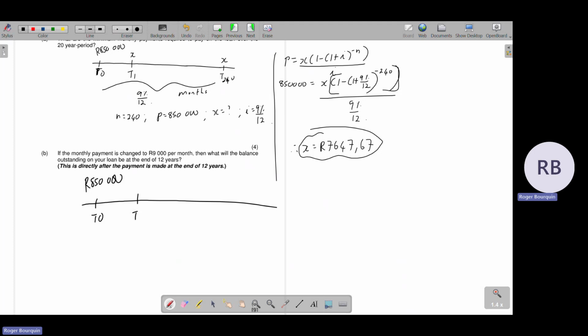But now you're paying back 9,000 Rand every single month, right? And you do that for how long? 12 years. 12 times 12 is 144. There's your last payment of 9,000 Rand, and you want to figure out the balance outstanding at that point. In other words, how much you owe the bank at that point.